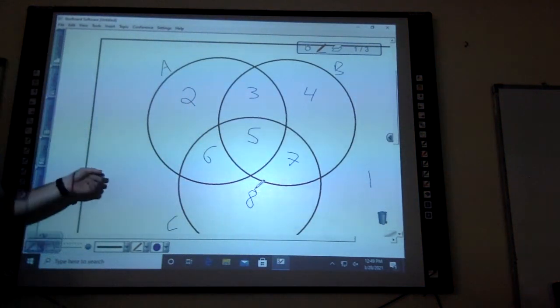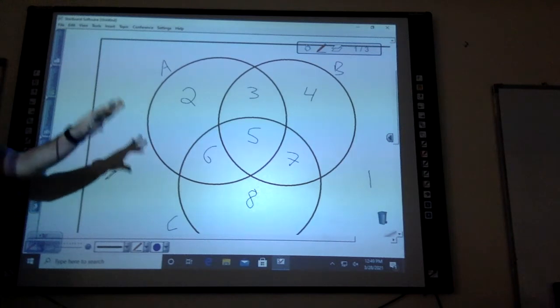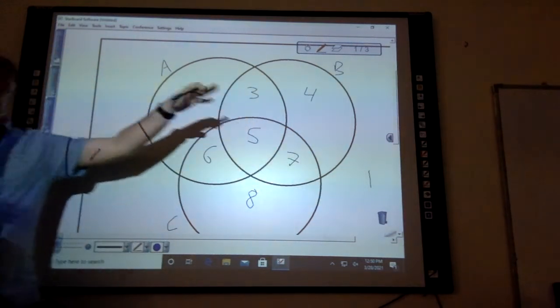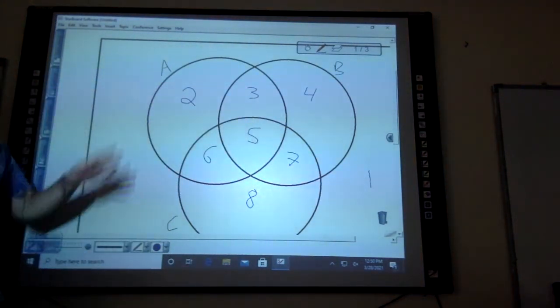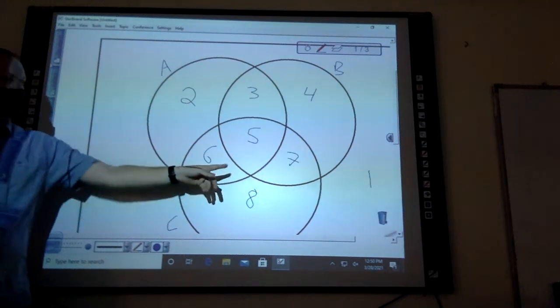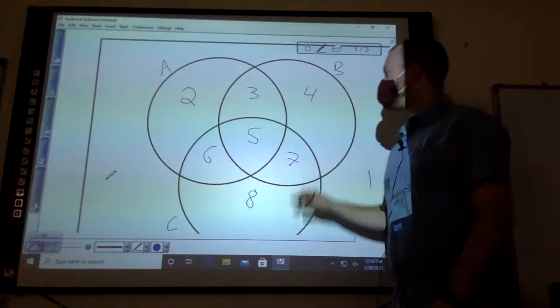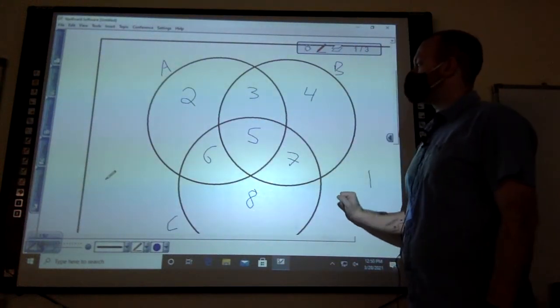So these are the 8 regions in a triple Venn diagram, and we're going to look at what each of these represents. You can copy those out, and I'm going to scroll down and refer to what you've got written out here. Make sure you have them labeled the exact same way that I've got, otherwise this won't make sense. One is outside all the circles. Then 2, 3, 4, 5 in the middle, 6, 7, 8. Five is in the very middle.